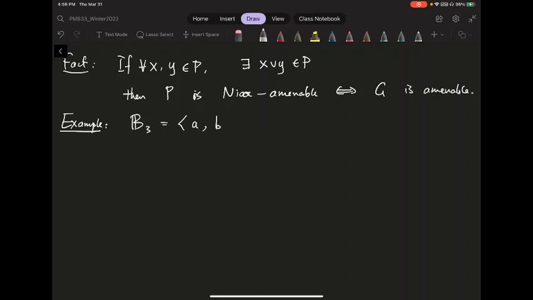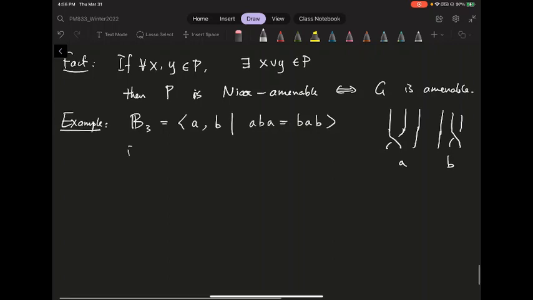The braid group on 3 strings is given by 2 generators A and B. They satisfy a very interesting relation: ABA equals BAB. The braid group really comes from permuting strings, you try to braid them. So this is A, and the other one is B, and from there you swap the positions of these 3 strings, and you get a group called the braid group. This is not amenable because it contains a copy of the free group. You can think about why.